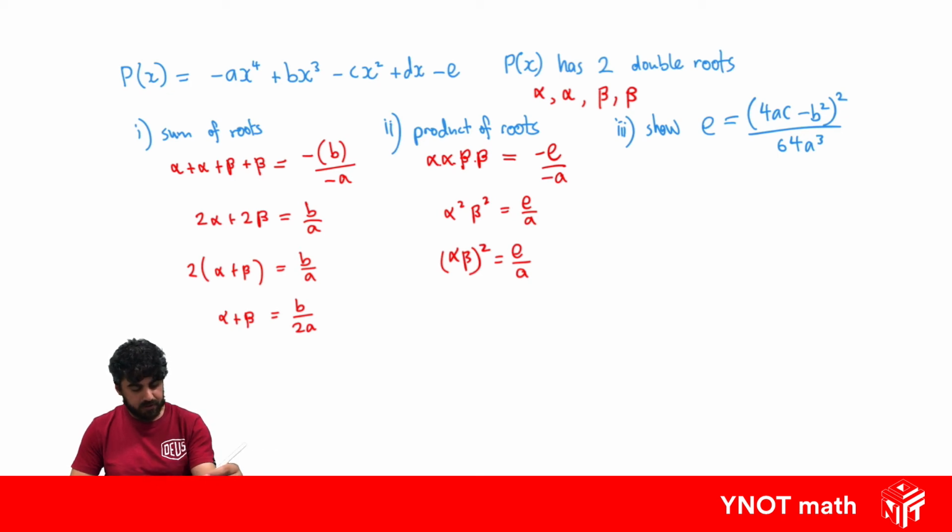So summing the roots 2 at a time, we're going to get alpha beta plus alpha gamma plus alpha theta plus beta gamma plus beta theta plus gamma theta, all equaling C over A.